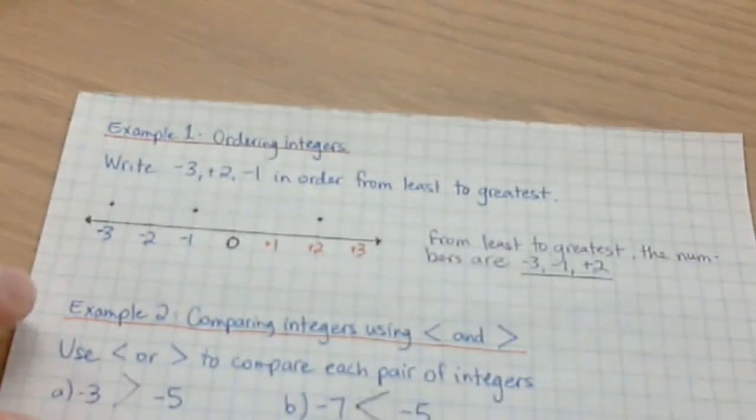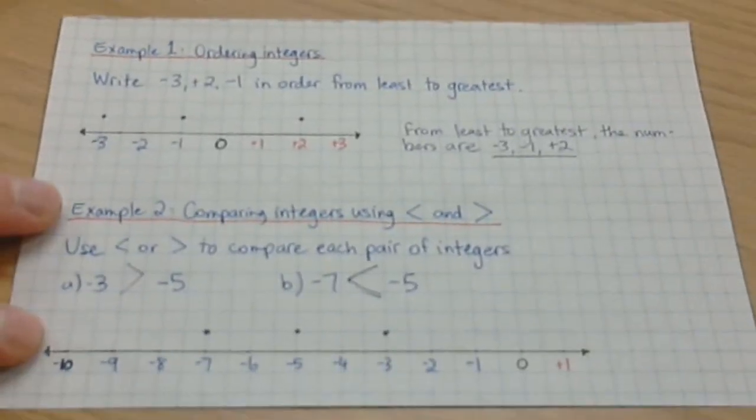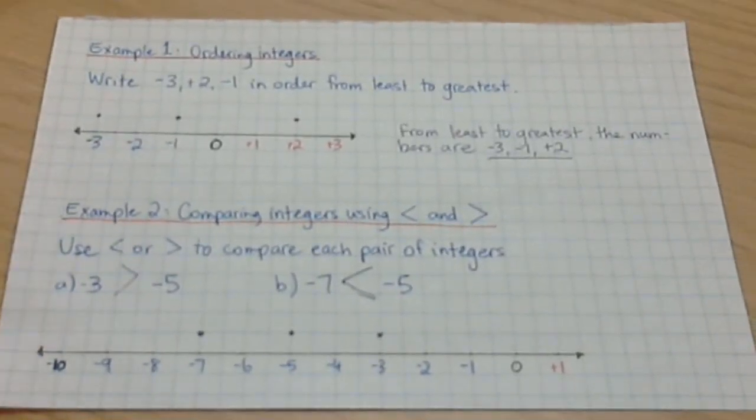Now, because our goals for this lesson are to order integers and then to compare them, not necessarily simultaneously, what we get to do is write them in order, say, from least to greatest. The first activity there is to write -3, +2, and -1 in order from least to greatest.